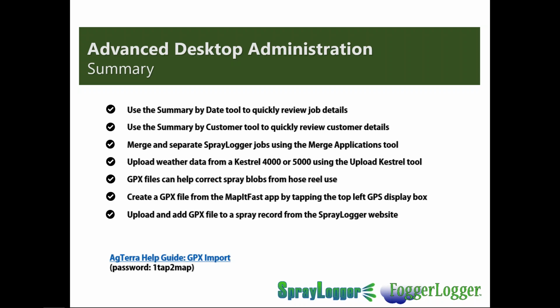We explained how GPX files can help convert or correct spray blobs from hose reel use, how to create a GPX file from the MapItFast app by tapping the top left GPS display box, and then how to upload and add a GPX file to the spray record via the SprayLogger website.